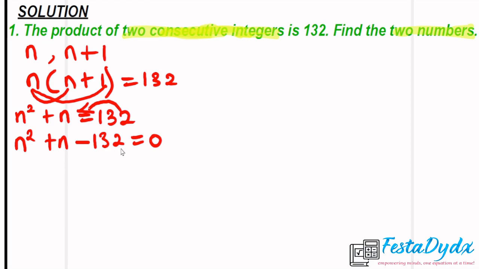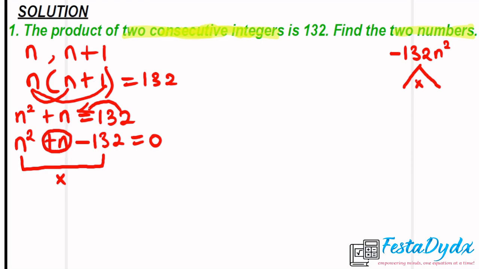That's two factors that, when we add them or subtract them, will give us the middle number, which is plus n. So let's say n squared times minus 132 will give us minus 132n squared. So I'm going to look for two factors that, if I multiply them, will give me back minus 132n squared. But if I add or subtract, I must get plus n. I must get this plus n here. So now let's start by looking for two factors.